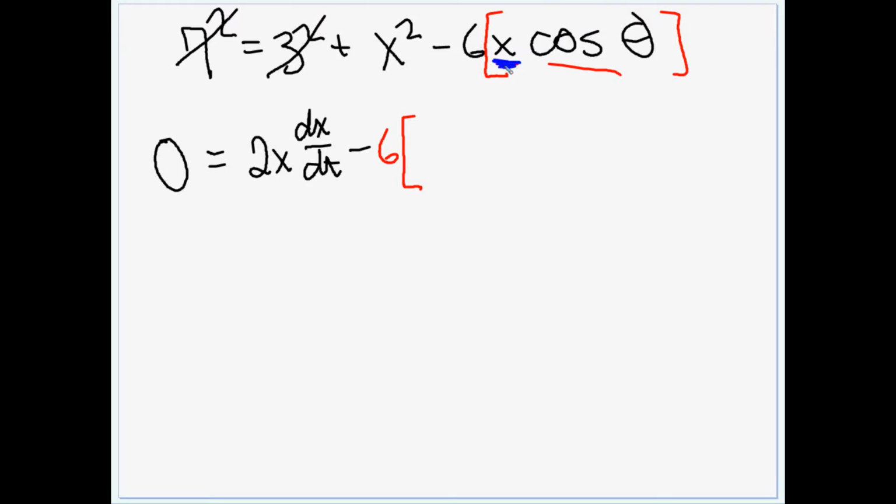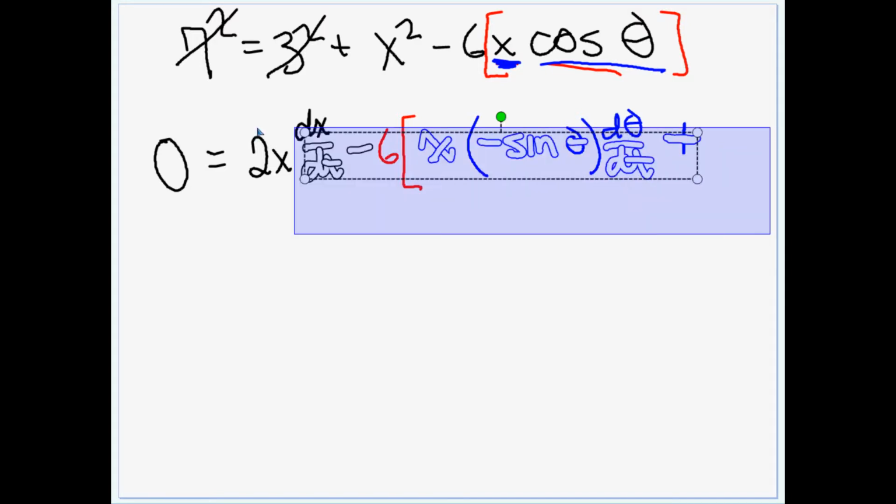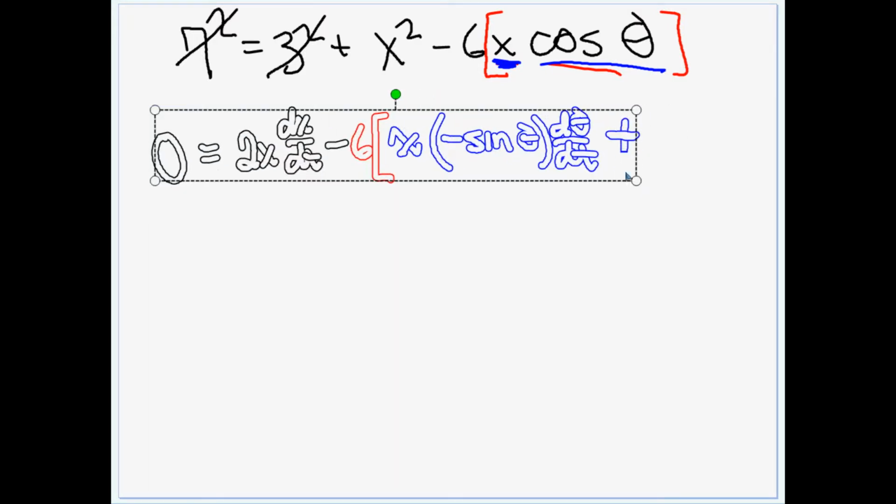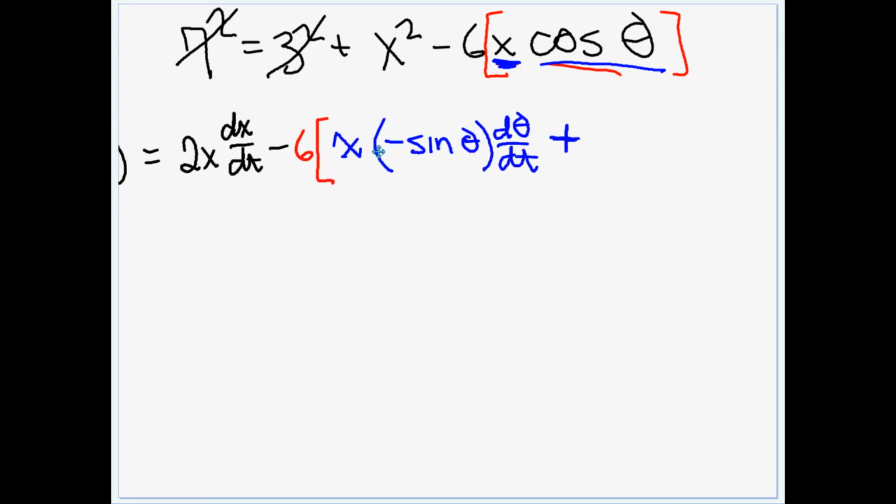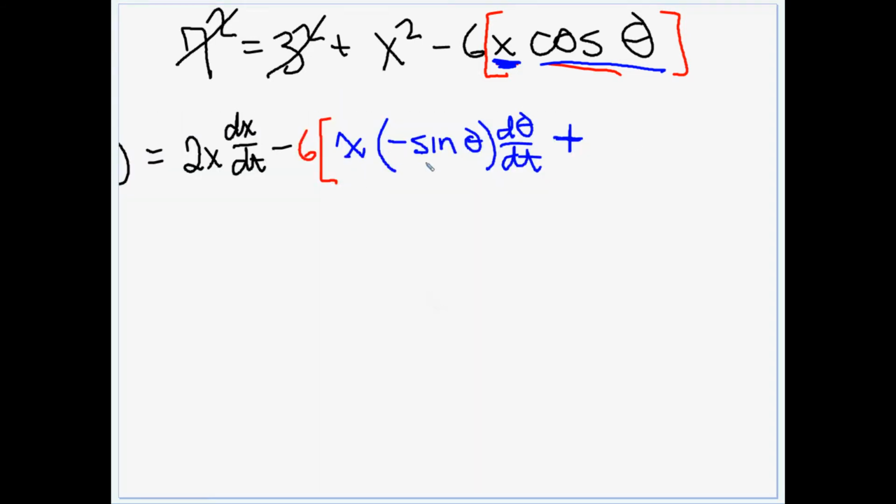So let's see here. I'm going to do it like this. We have our first function x, and we're going to multiply that by the derivative of cos theta. Derivative of cos theta is negative sine theta, and don't forget a d theta dt. Plus, I'm running out of room here. Let me shrink this up a little and maybe just get that 0 so we remember that it's there. So there's our first times the derivative of the second plus the second, cos theta, times the derivative of the first. The derivative of x would be 1, but don't forget the dx dt.